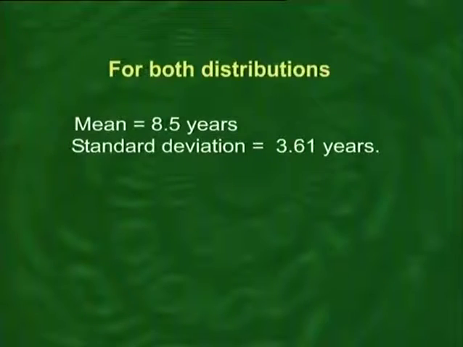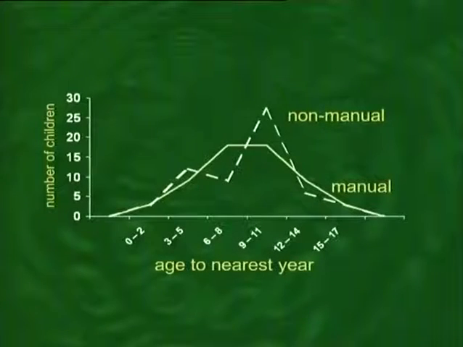3.61 years. But as I said earlier, the shape of the two distributions will be quite different because the pattern of the frequencies for the two categories of children was quite different. So, as you now see on the screen, the distribution for the children of the manual workers is absolutely symmetric, whereas the distribution for the children of non-manual workers is quite different from symmetry.